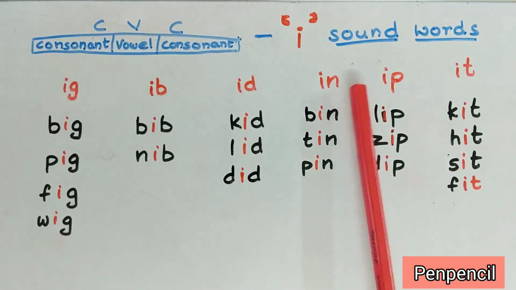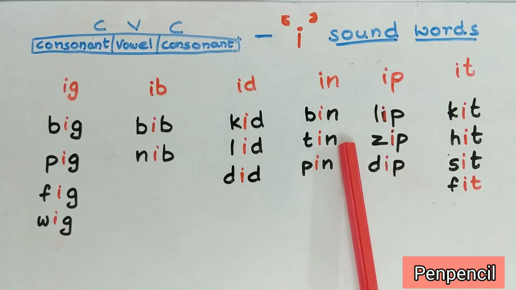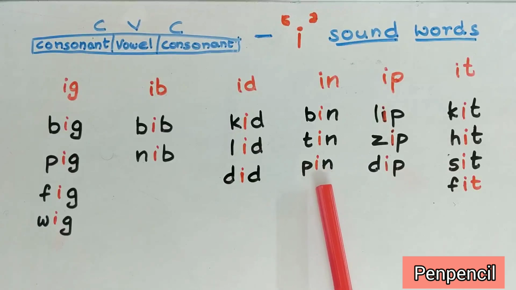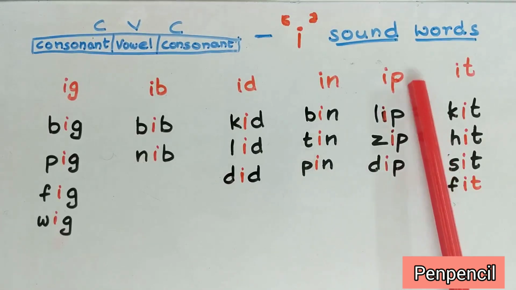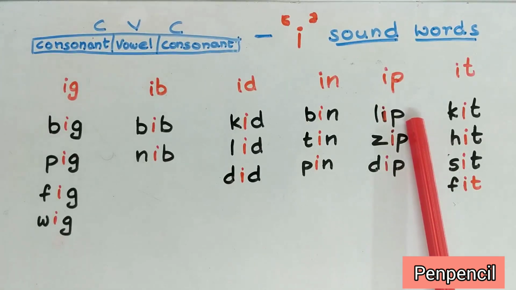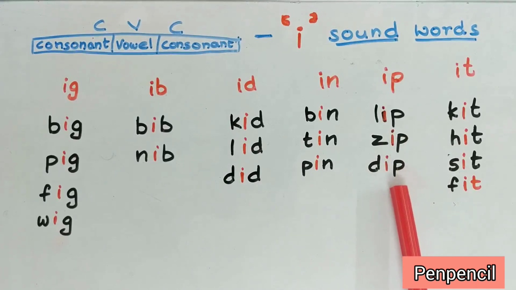Now IN sound words. B, I, N, bin. T, I, N, tin. P, I, N, pin. IP sound words. L, I, P, lip. Z, I, P, zip. D, I, P, dip.